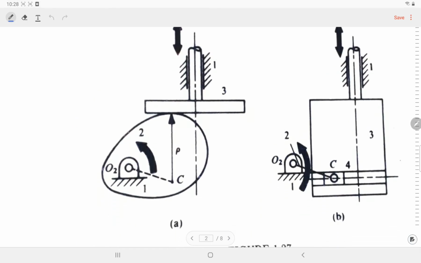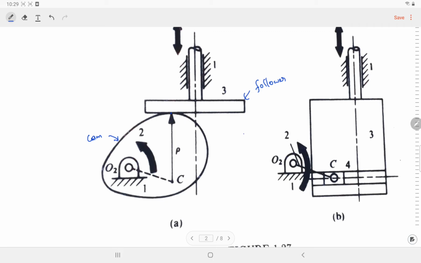So let's see this example. This is a cam follower mechanism, and if you see this particular connection, say this is link 1, the fixed one, and this cam is link 2, and this is the follower. If you see the connection between cam and follower, that kinematic pair is a higher pair, because it has a line contact.